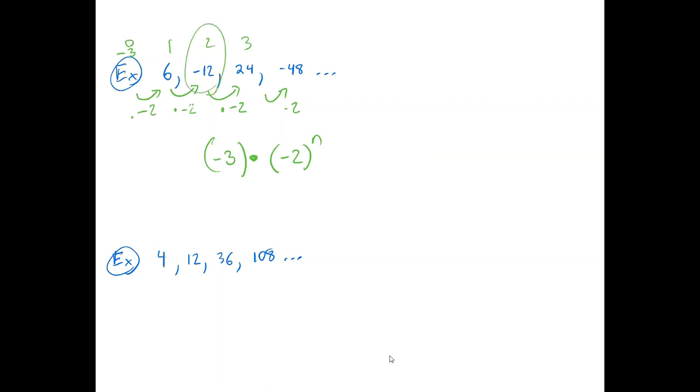Let's try one, okay? If I plug in 2 here, so -3 times -2 to the second power, that's -3 times -2 times -2. So all of those negatives end up with a negative. And 3 times 2 times 2 is 12. Hey, that worked out. So there's our equation.